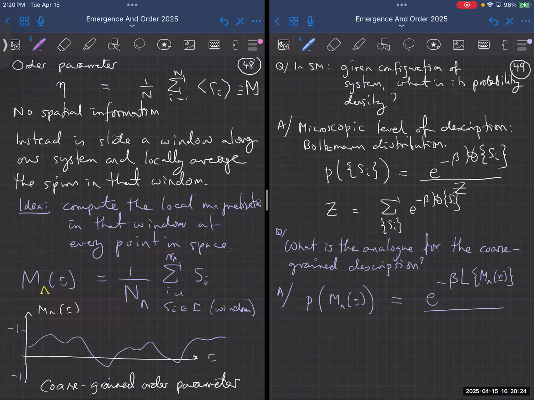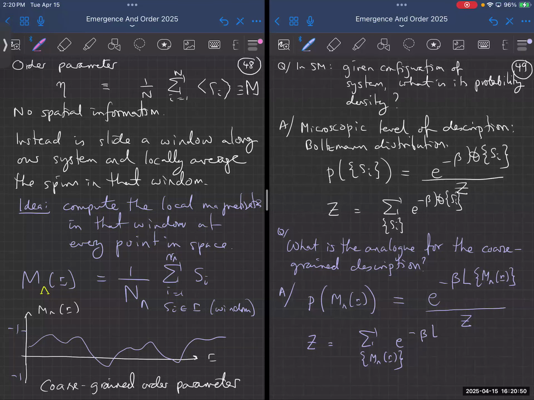And then we want to divide by the partition function. So by analogy with what we did with the Boltzmann distribution, we're going to have exactly the same thing for our coarse-grained description. But now our partition function is going to be the trace. So I'm going to write the trace as the sum over all variables like this of e to the minus beta L of m of r. Okay, so that's my answer, but of course it's a useless answer because I haven't yet told you what L is, and I haven't yet told you how to evaluate the partition function.